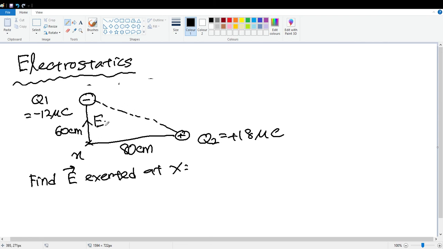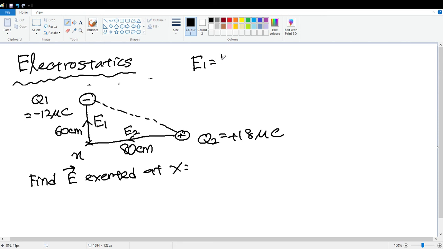So this one shall be my E1. As for the positive charge, the electric field is similar to the direction of the forces, so the electric field strength is pointing upwards. This one shall be E2. Okay, so what we need to find first is E1.